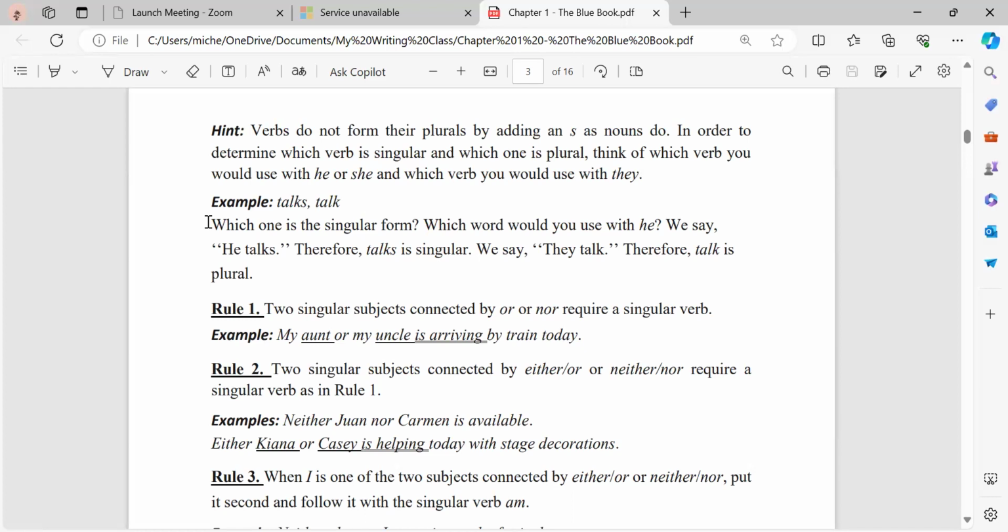So here are the examples. Talks and talk. Which one is a singular form? For example, if I want to say he, then we say he talks. Therefore, talks is singular. We can say they talk. Therefore, talk is plural. This is the usual one. The ones with the S are usually the singular form for he, she, or it. And the one without the S, for example talk, is usually the one for plural subjects. Well, it's not always, but that is the main idea of it.